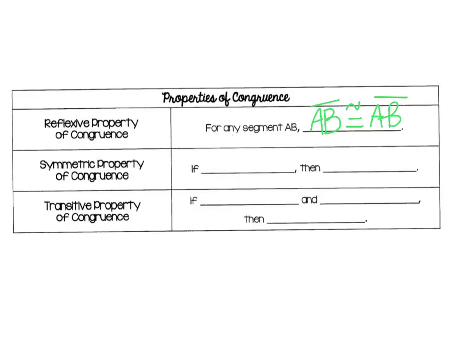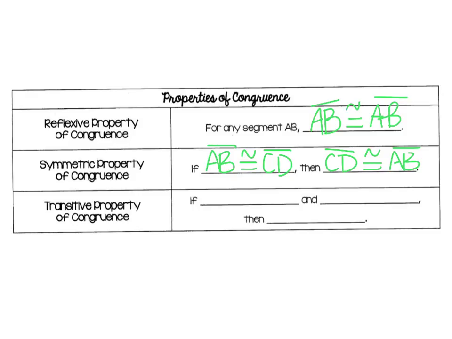The symmetric property of congruence states that if segment AB is congruent to segment CD, then we can also say that segment CD is congruent to segment AB. So we're switching them around, and because we're using that congruent symbol in between, not the equal symbol, all right, it is the symmetric property of congruence.